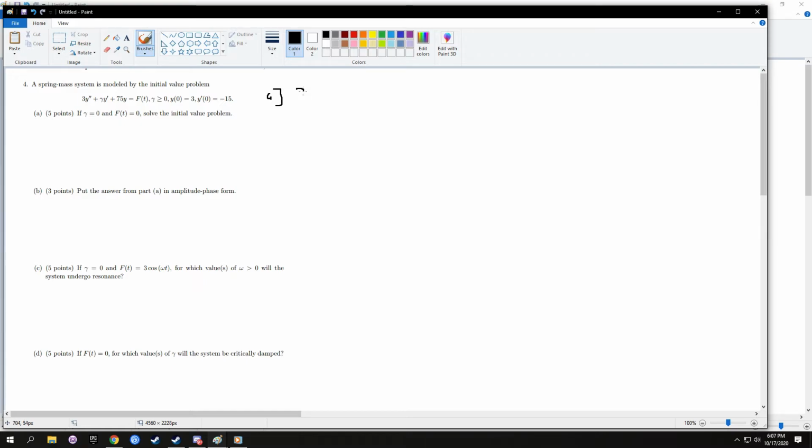This would be 3r squared. This is 0, so this just goes away. Plus 75. There's no r, so this equals 0. First thing I want to do is divide by 3, so r squared plus 25 equals 0. I move this over, and this becomes negative 25. So r has to equal plus or minus 5i. That's pretty straightforward.